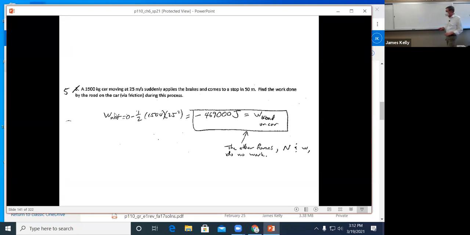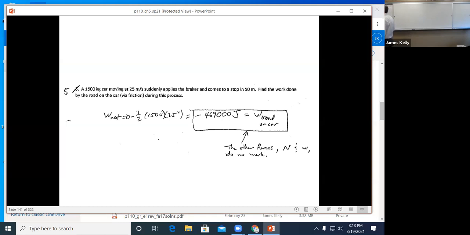So let me read the problem here. 1500 kilogram car moving at 25 meters per second suddenly applies the brakes and comes to stop in a 50-meter distance. Find the work done by the road on the car via friction during this process. So sounds a little bit strange, but we can think of the car is putting a force on the road because the tires are sort of pushing against the road, essentially trying to push the road forward in front of it. And the road is pushing back on the car, pushing against the direction that it's going. So the road is going to be doing negative work on the car in that braking process.